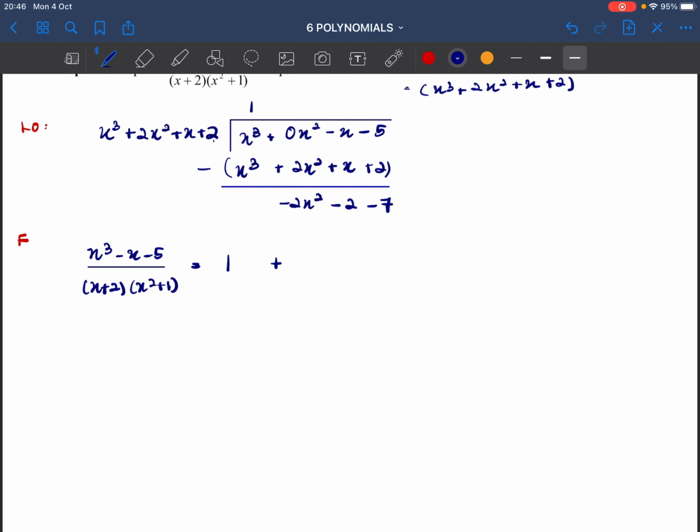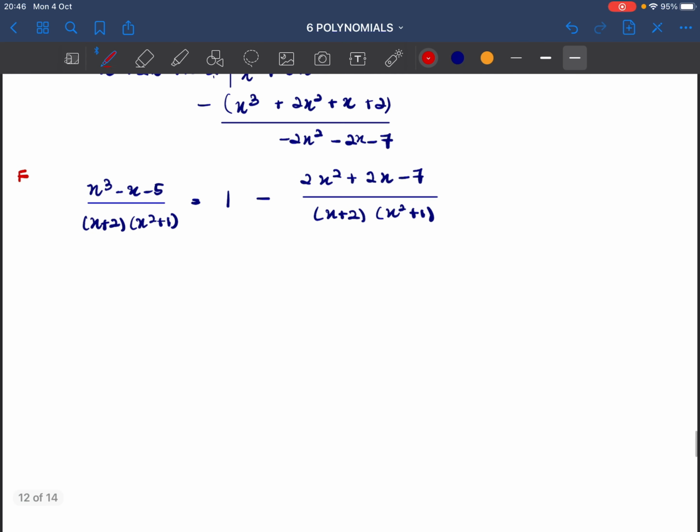So we can factorize terus negative kita. Minus 2x square plus, sini tertinggal x, 2x minus 7 over the divisor kita x plus 2, x square plus 1. Okay, so that is from long division. Second step is from long division.